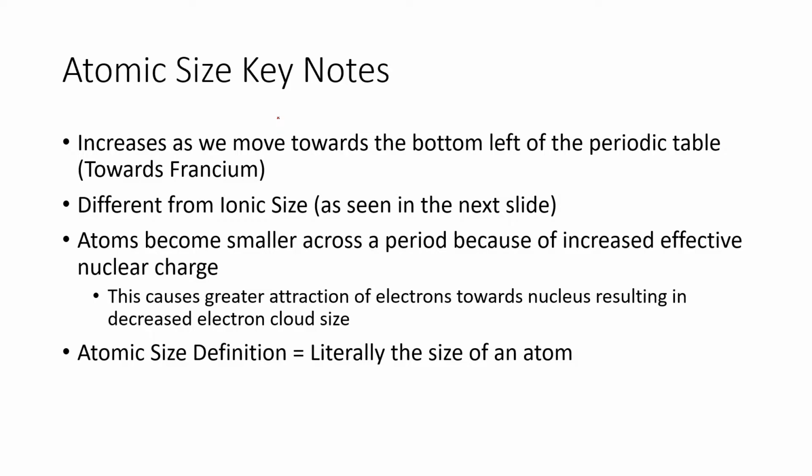In case you were wondering why atoms become smaller across a period, it is because of increased effective nuclear charge. Essentially, there are more protons as you move from left to right across a period, and no increase in the orbits of electrons. This causes an increased pull on the electrons towards the nucleus, causing the electron cloud to decrease in size.